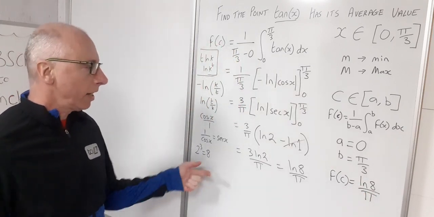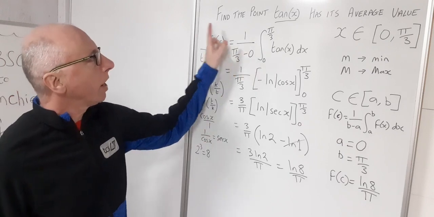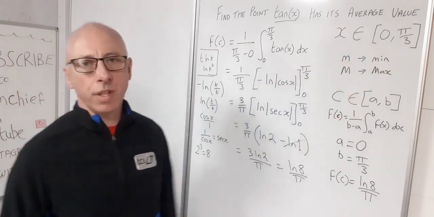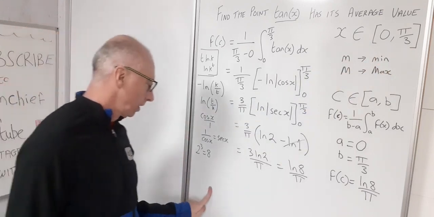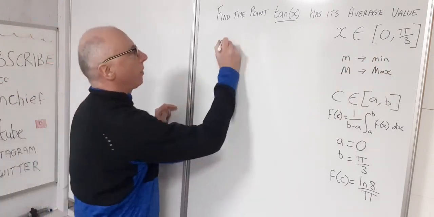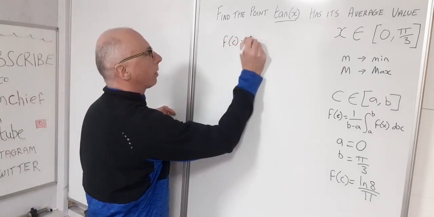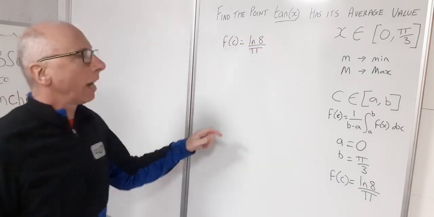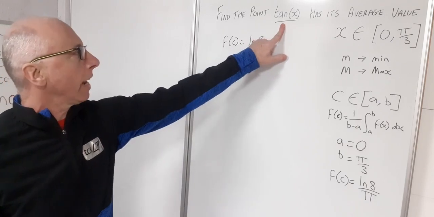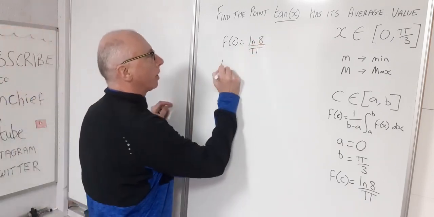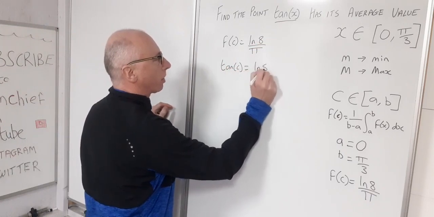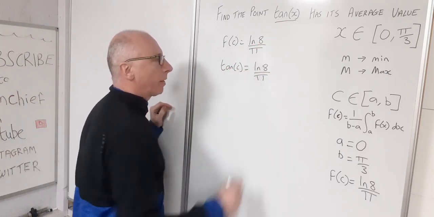Okay, now let's clear this off the board and let's calculate the final part of the answer to find the average value of tangent x over this point. Okay, let's clear this off. So now we've got f of c equals ln 8 over pi. Now our function here is tangent x. So now I've got tangent of c equals natural log of 8 over pi.